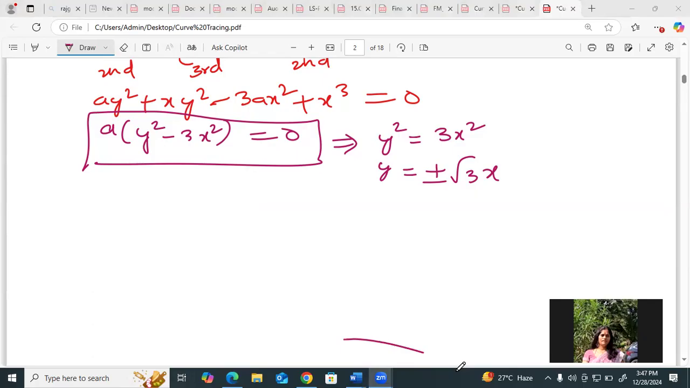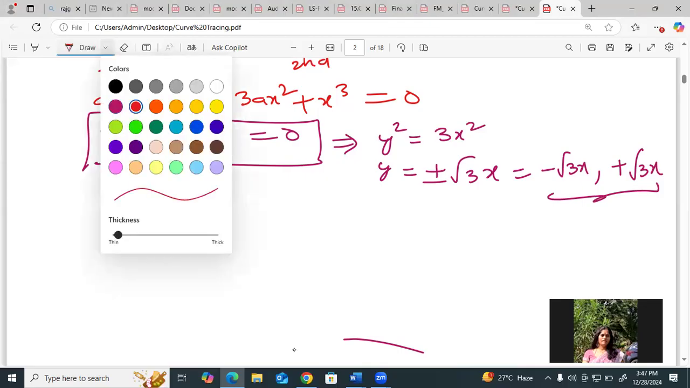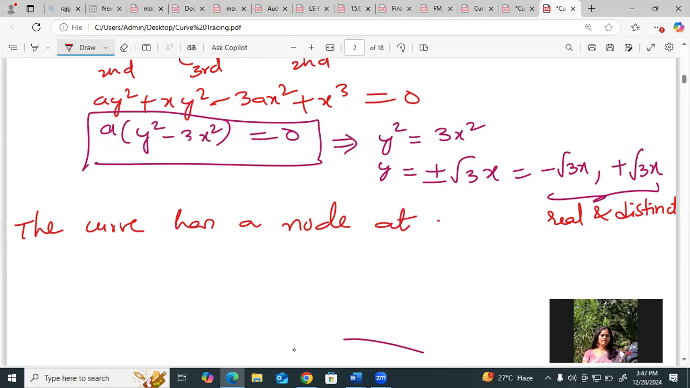So, see here, there's an important point to be noted, which is very, very important. The roots that I have are minus root 3x and plus root 3x. Okay. Just see here, I will make a note because this is very much important for the basic shape of the curve: the roots are real and distinct, different roots. So what it conveys to me here is the curve has a node at origin.